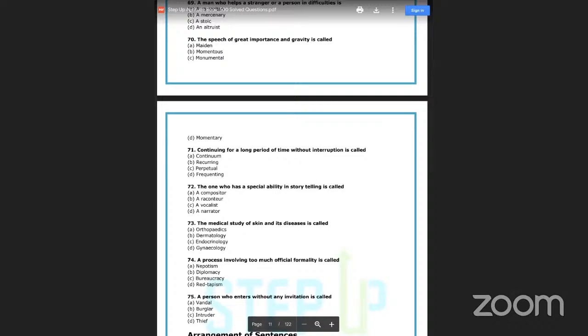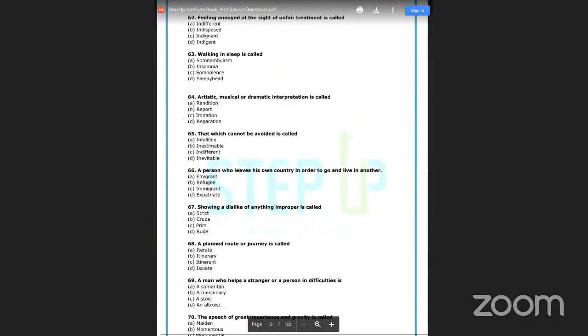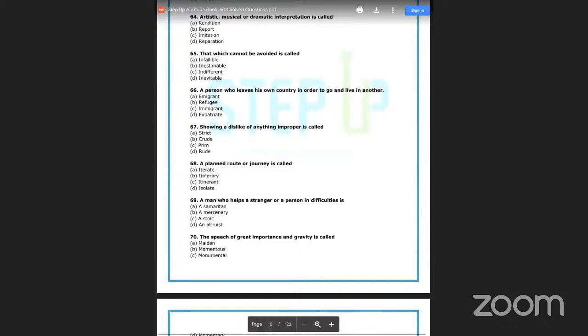Have you learnt it? Now tell me the meaning of rendition. Rendition, yeah, it's an artistic, musical, or dramatic interpretation. Okay, imitation?